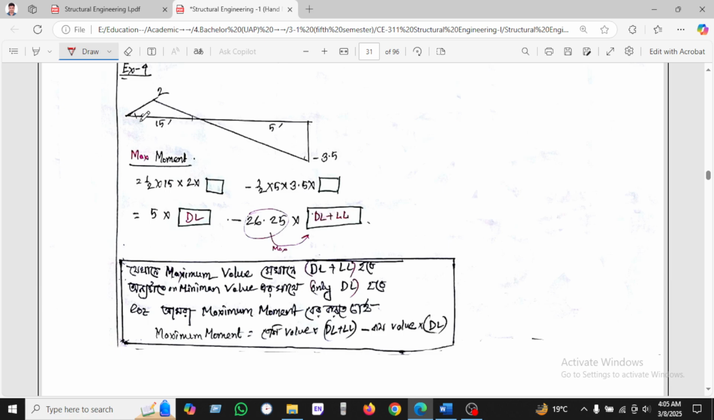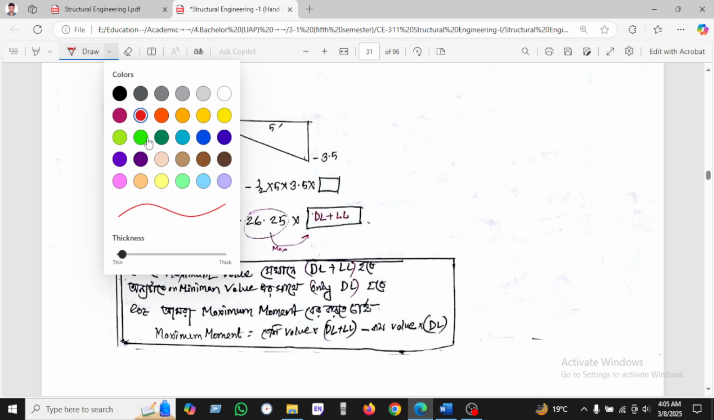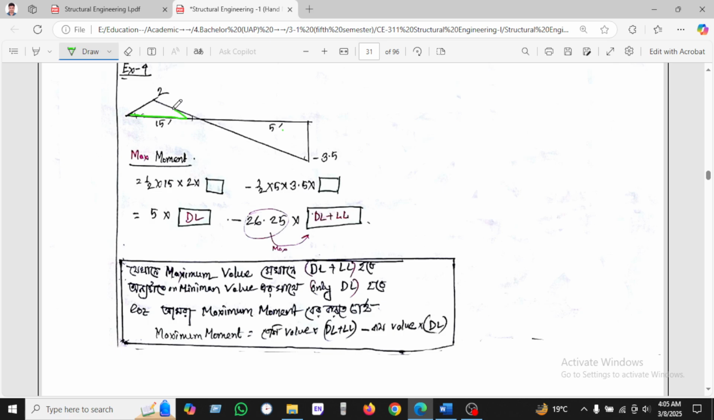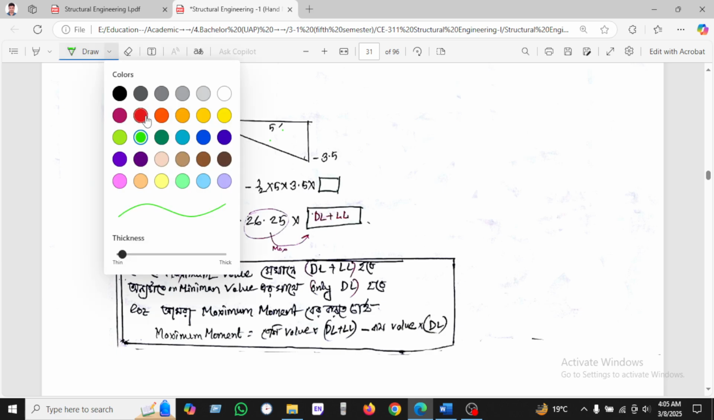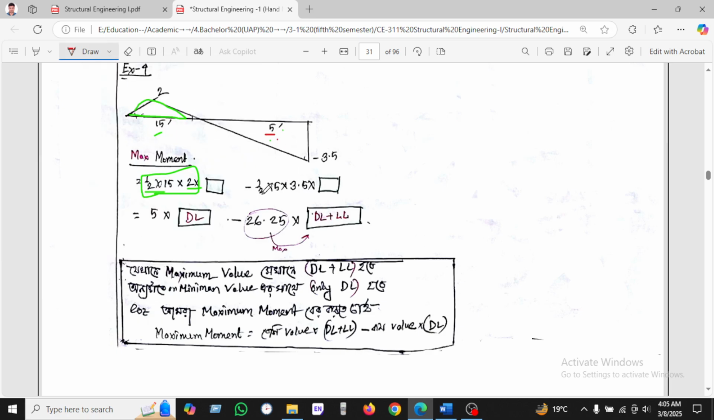Okay, so let's see another example here. In the same way we have been seeing, this is the triangle. So we take half into length into height, taken as 2. On the other hand, we have seen another segment here. Half into length is 5 and height is 3.35. After calculating here, we have found 26.25. On the other hand, calculating this value, we have found only 5.